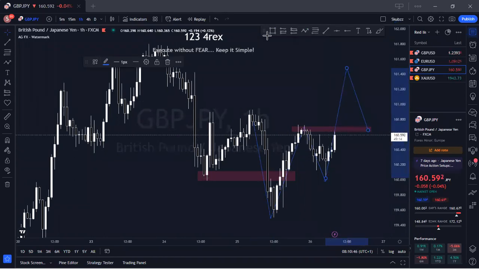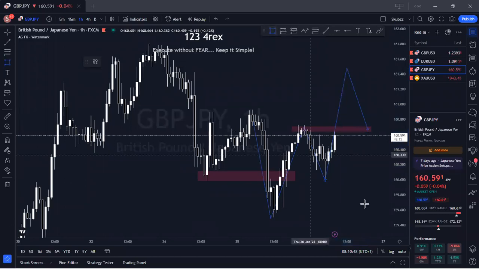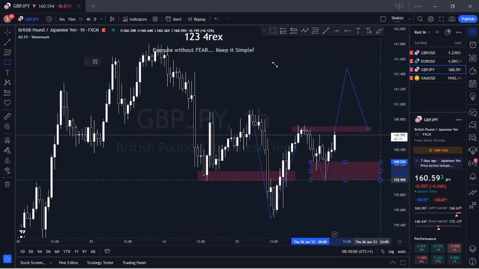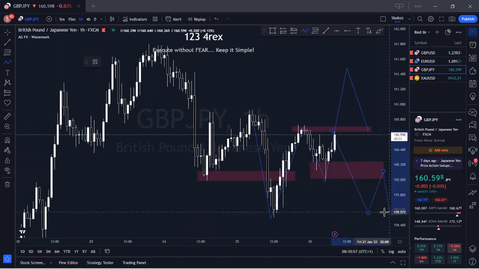But if it doesn't break and then breaks this low to the downside, then we're basically continuing the downtrend. So we'll be looking out for that break, retest and then a continuation. That's what I'm looking out for on GBP JPY.